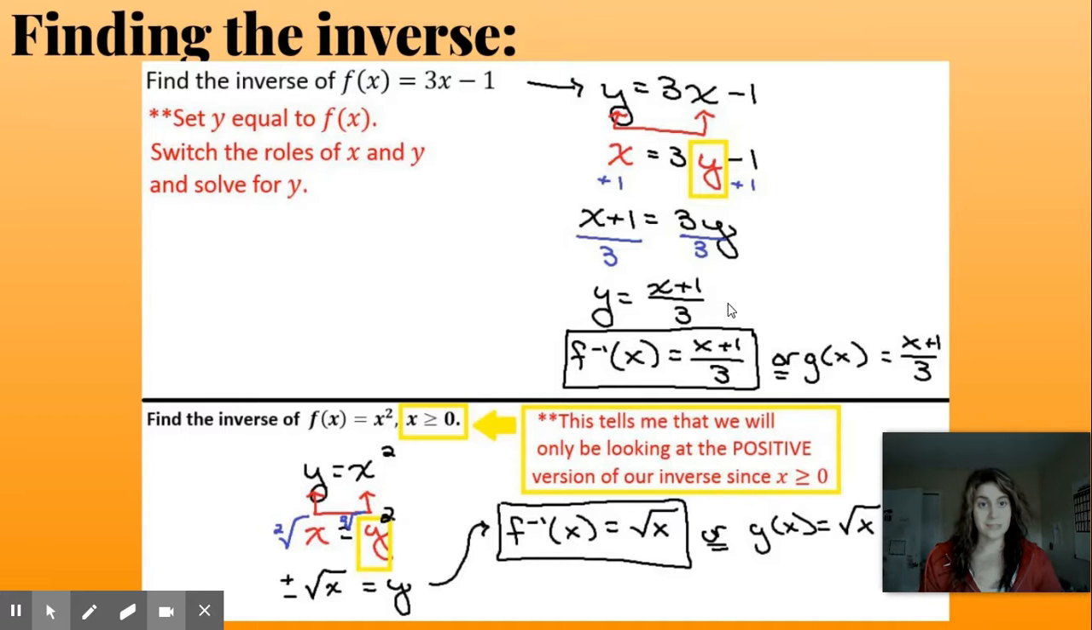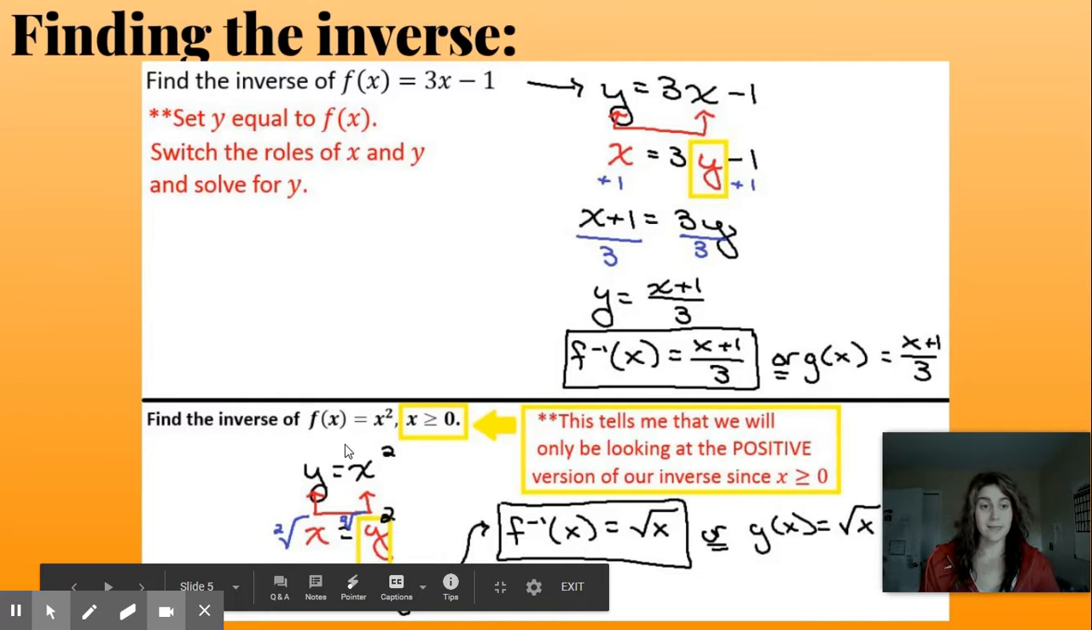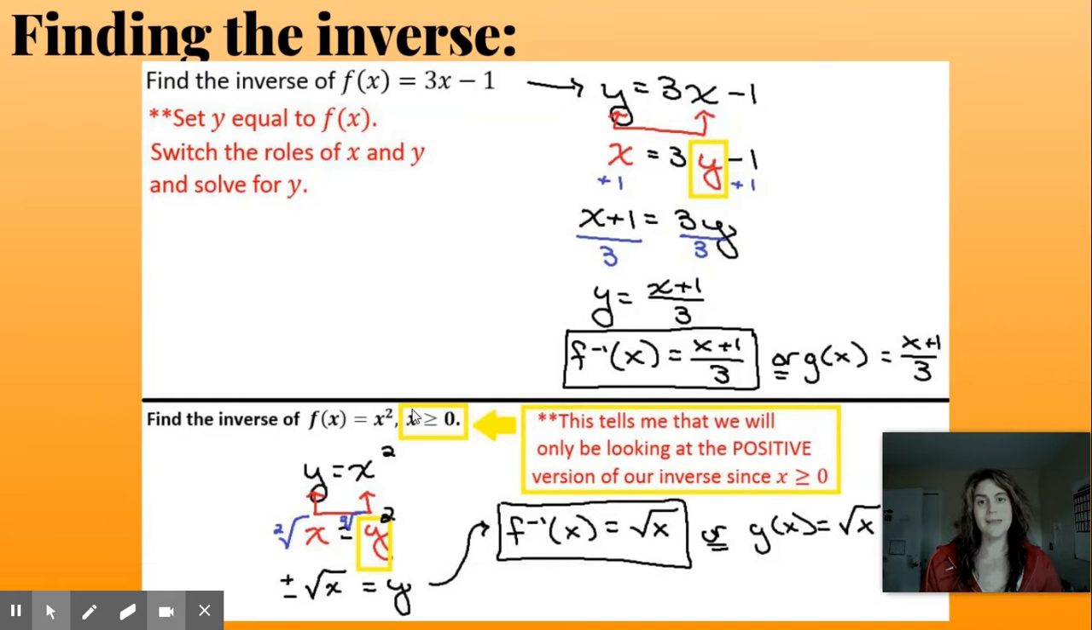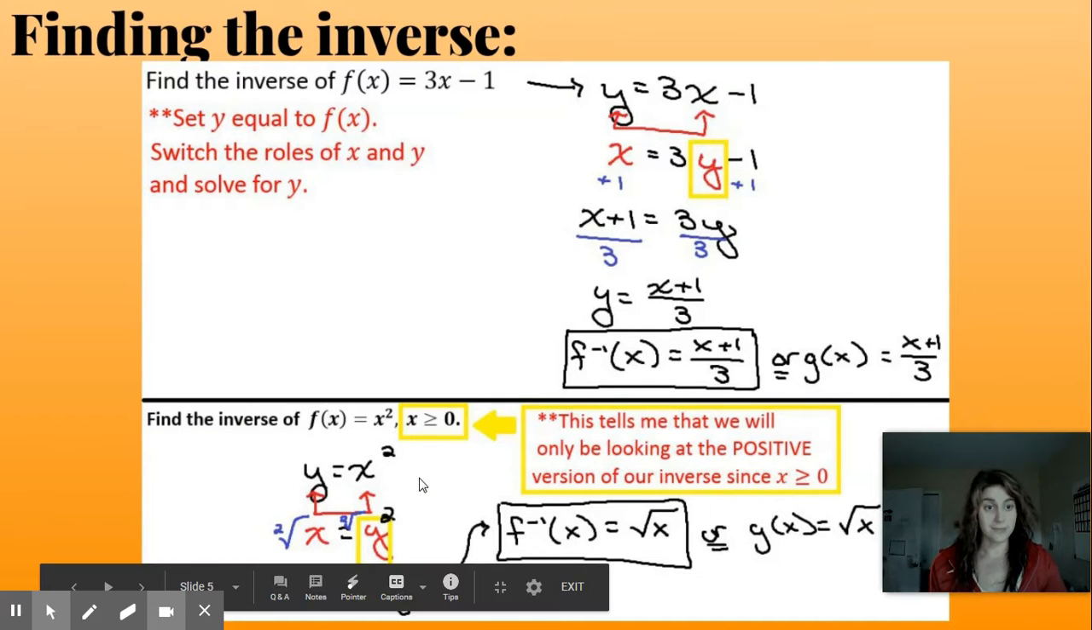So notice addition undid the subtraction, division undid the multiplication. The second one is given a non-linear, and it has this x is greater than or equal to 0 behind it. That piece of information is going to tell you what to focus on when you're done. We're going to only look at positive values, is what they're telling us. If they don't denote what we're looking at, then I can leave it as whatever values I get.